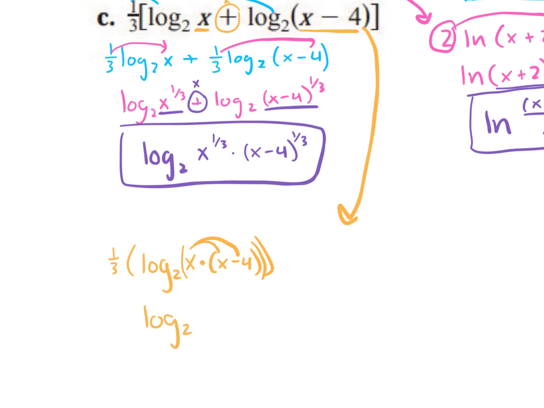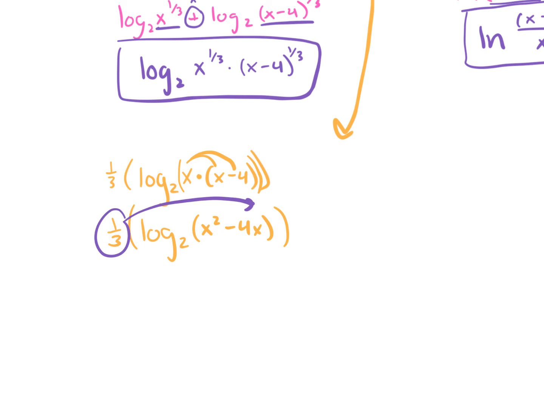So this would be log base 2 of x squared minus 4x. And then the last step here is I can move that 1/3 up top. So that would be log base 2 of x squared minus 4x to the 1/3. So these are the same thing. They just look a little bit different, but that's fine. So here I just had to distribute the x into the parentheses. Again, WebAssign may want you to distribute it, but you can always just click check another and see how it wants you to leave the answer.